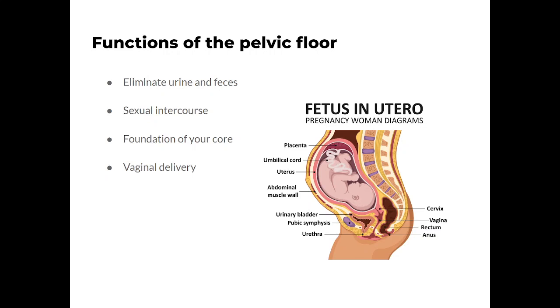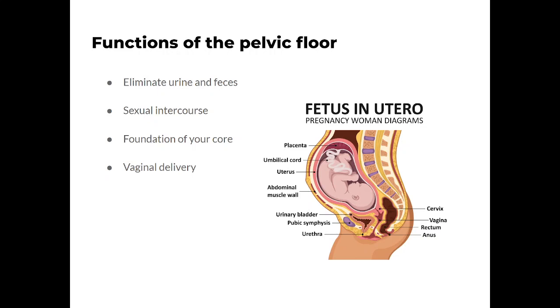Now let's talk quickly about the functions of your pelvic floor. There's four main things that your pelvic floor does. First one is, of course, it eliminates urine and feces. So you're able to pee and poop from your pelvic floor muscles. It's also there for sexual intercourse. So think about those muscles. There's muscles that go into the clitoris that help with orgasm and arousal. So it definitely helps with more arousal when you're having sex.